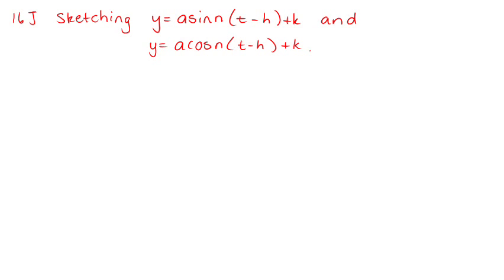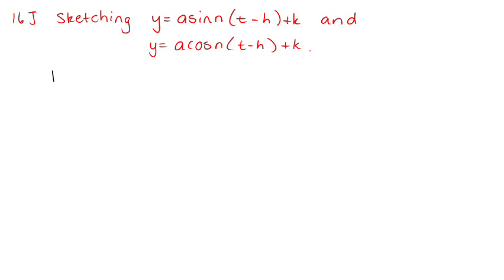Okay, so 16J, sketching sine graphs that have been translated horizontally and vertically, and cosine graphs that have been translated horizontally and vertically. So same as always, A is the amplitude, 2 pi over n is the period, h moves it horizontally, and the only thing that has changed is we've added a k.